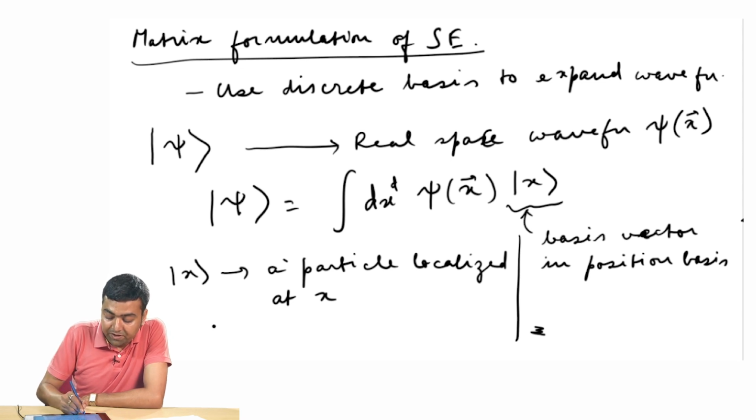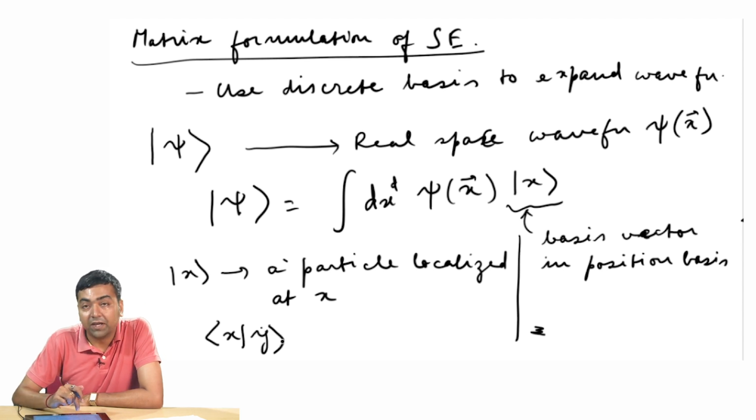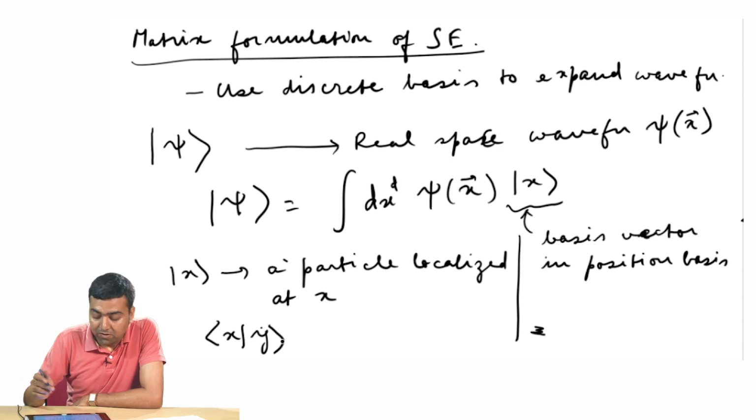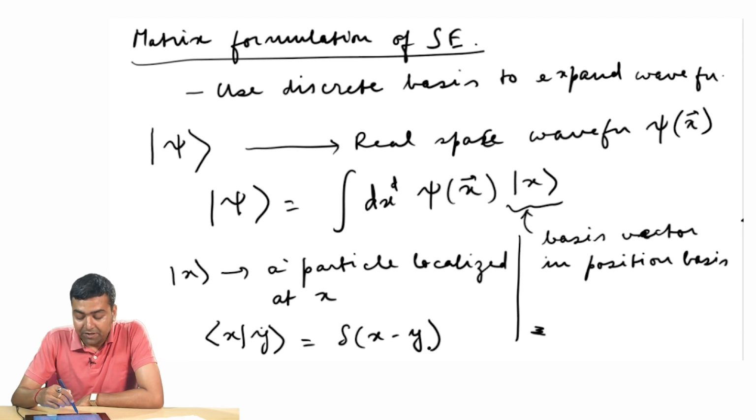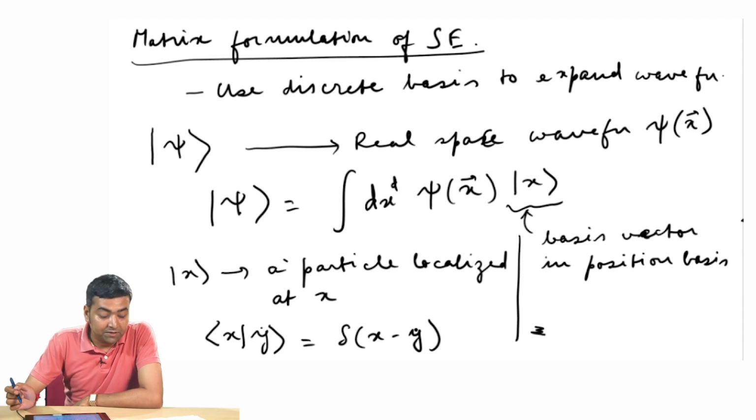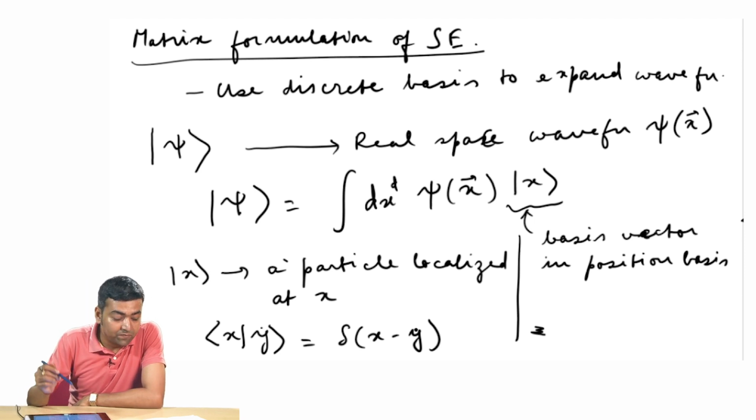What this implies is that if we take any other basis vector y and take the projection of y on x, that will give me a delta function. So it means that this will give a non-zero value, or you will find the particle at the position, only when x is equal to y. Using this relationship, we will now see how we can find out this psi x.